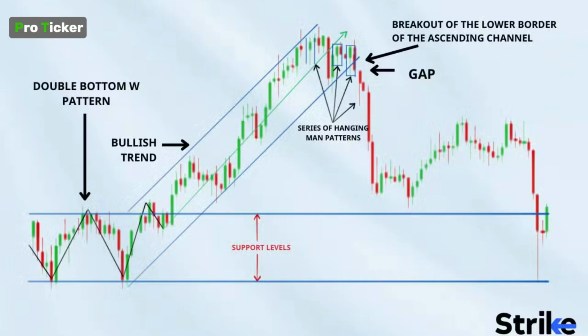Immediately after that, there's a gap down, a sharp sign that bullish momentum is cracking. And then comes the breakdown of the lower border of that ascending channel. That's confirmation. Price action completely shifts, flipping from bullish to bearish. If you were watching those hanging man candles and waiting for confirmation, this was your moment. The market then retests a previous support level and even drops below it later on. Classic example of how a hanging man pattern can be the first clue in a larger trend reversal.